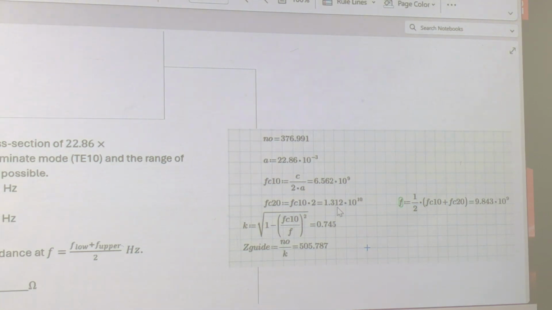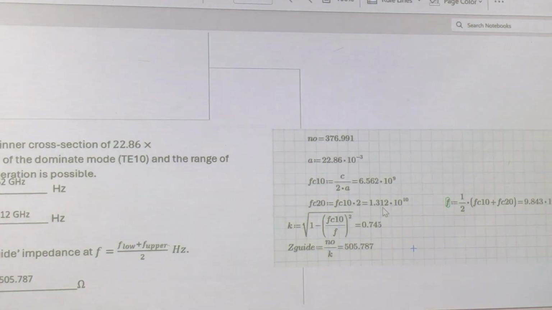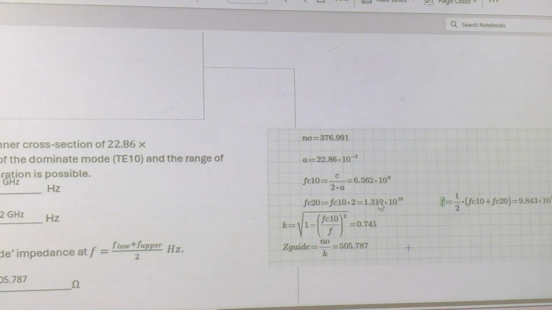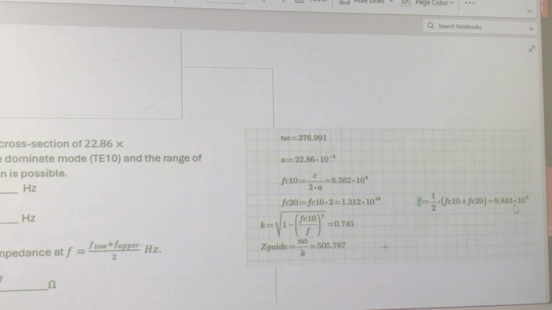That's what they always make sure of: the next mode will be the TE20 mode, not the 0.1 mode. So you've got these two. This is the lowest and this is the upper limit on single mode operation, twice that frequency. Then I asked you the impedance at a frequency right between the first and second, so you just average them and get 9.843 gigahertz. That impedance requires you to calculate K, which is the square root of 1 minus the quantity FC10 squared over f squared. That would be K, roughly 0.745.